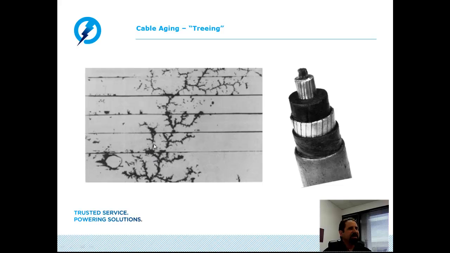Over time, the burning of the paper and the formation of the carbon deposits will again form a conductive path through the dielectric material, and in essence will lead to cable breakdown or failure.